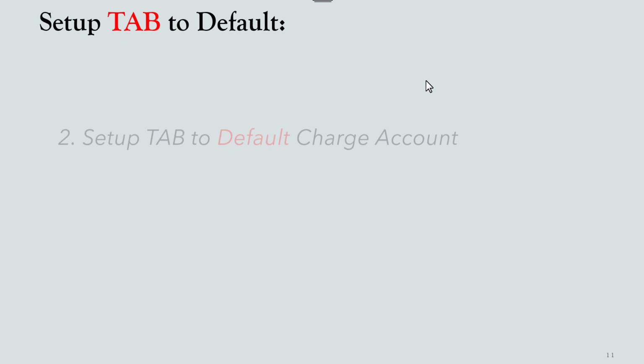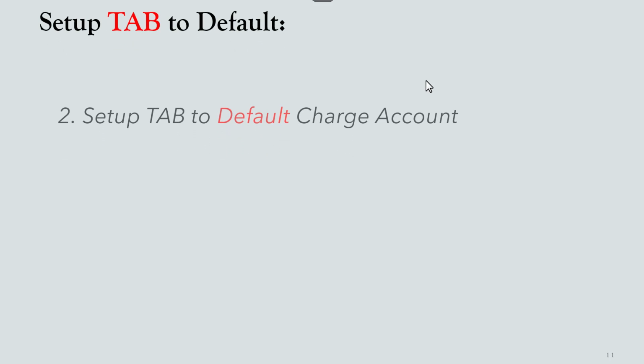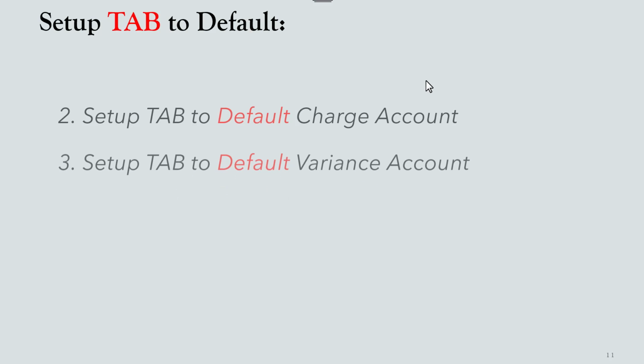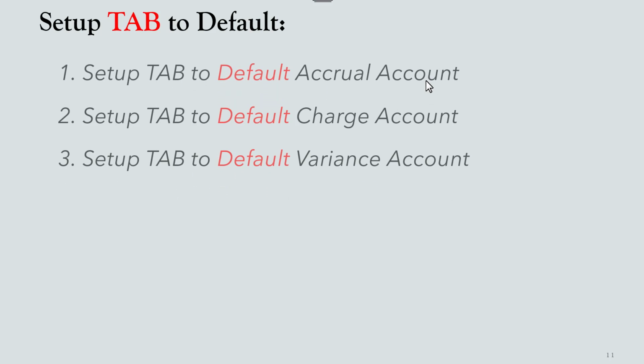Setup TAB to default. Setup TAB to default accrual account, setup TAB to default charge account, setup TAB to default variance account. So how do we default these 3 main accounts for the TAB transaction account builder? Let's start by setting up TAB to default the accrual account. Let's get into the application.